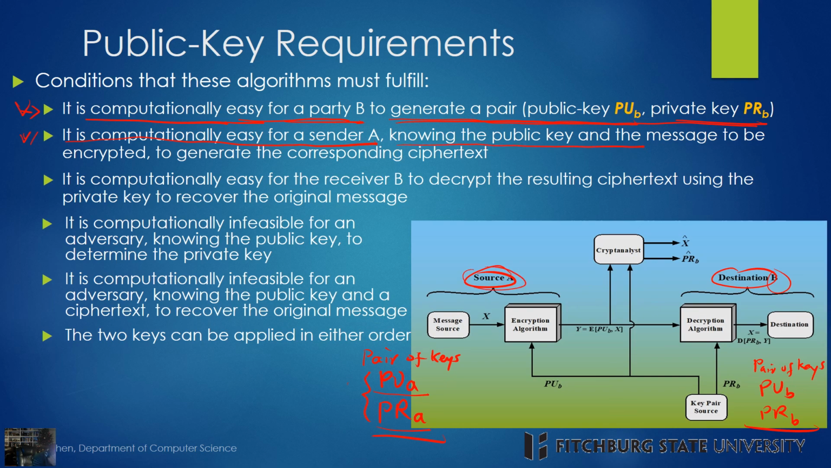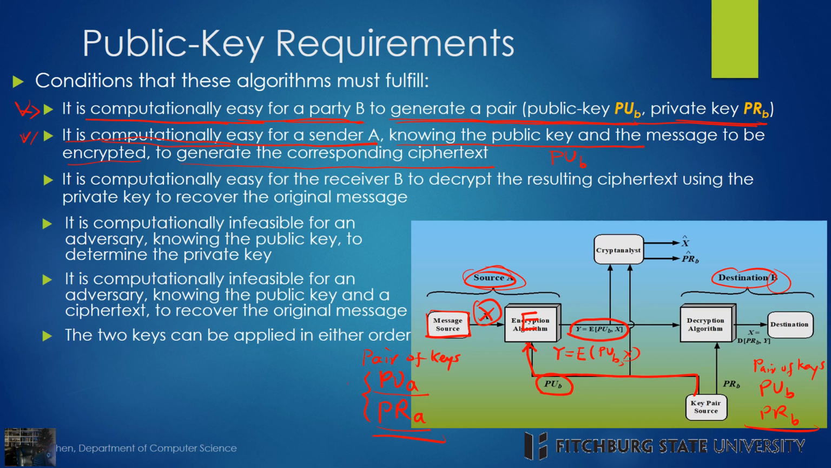knowing the public key of party B, PUB, and the message to be encrypted, to generate the corresponding ciphertext. So that means it's computationally easy for sender A, knowing the plain text and the public key of B, using the encryption algorithm, it's relatively easy for source A to generate a ciphertext Y. So it's computationally easy.